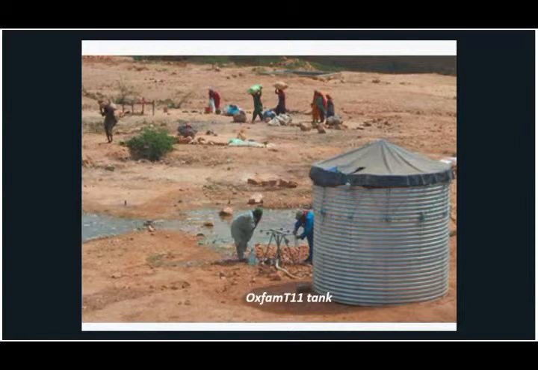This is a photo of an Oxfam tank. What is wrong with this picture? Nothing? Or maybe ponding, which could breed mosquitoes. No drainage.